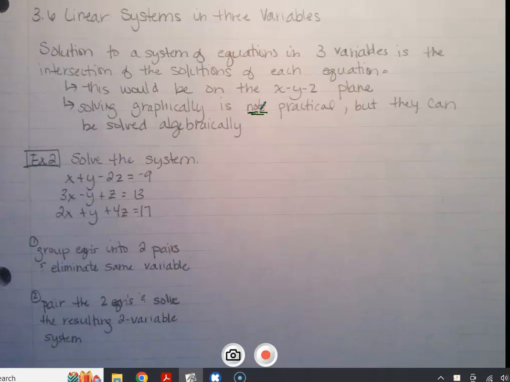It's so hard to graph. But they can be solved algebraically, which is using substitution and elimination. So we can use either of those ways to solve them, or a combination of both, actually.